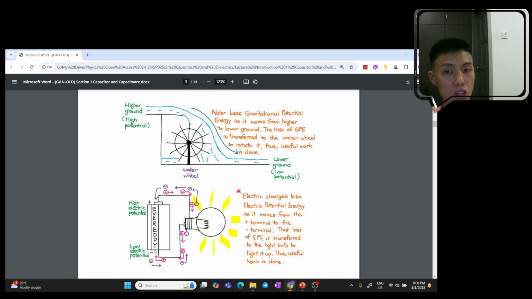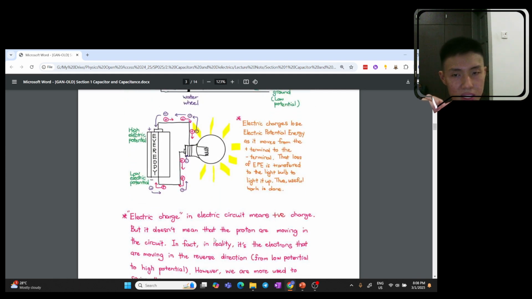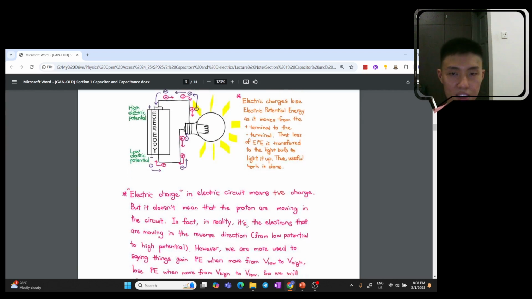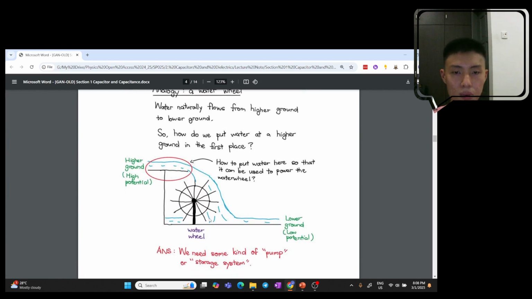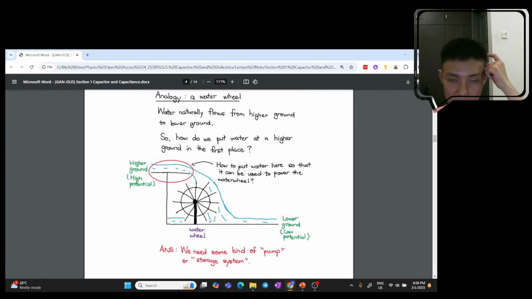So where is the energy lost to? Actually, the energy is being transferred to the light bulb to cause the light bulb to light up. So that's why I show this side-by-side comparison, to let you see how a circuit works. If you already know how a circuit works, I'll skip this and come back to it at the end of the video. Okay, if you know how this works, now let's think about it.